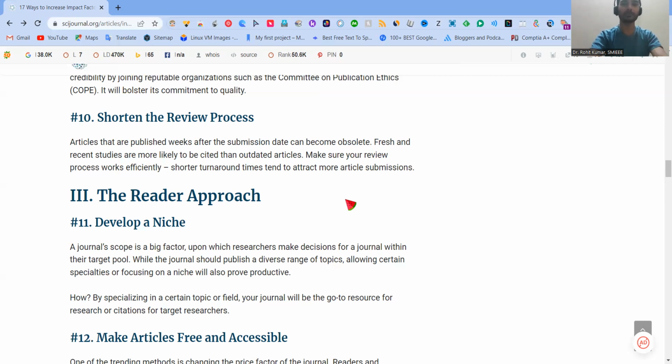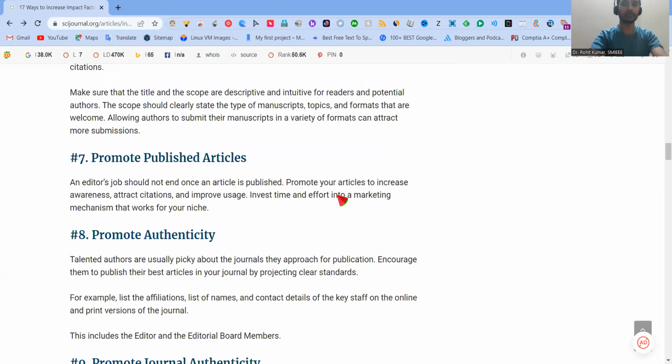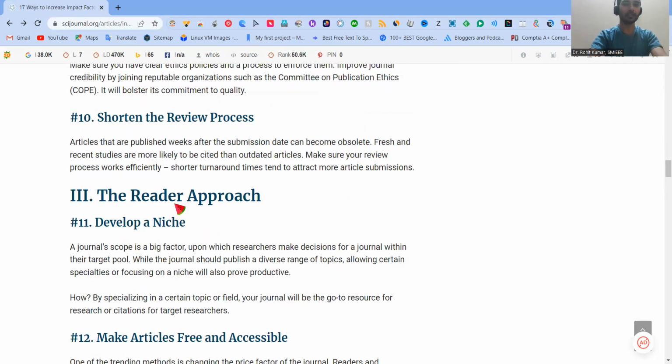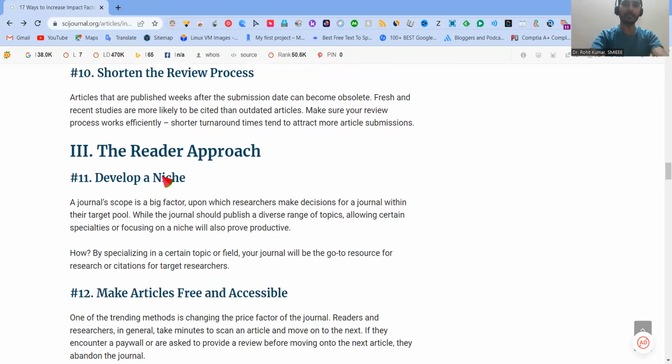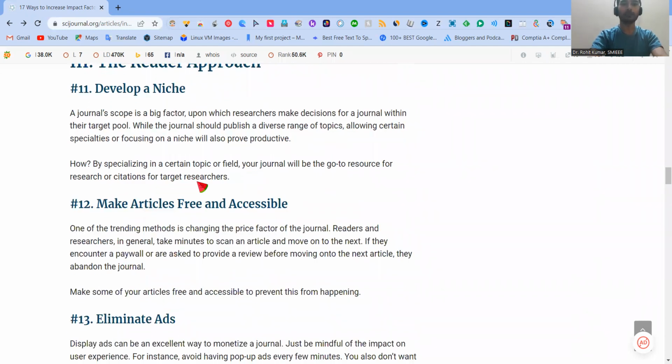So these are some of the things which are done by the editorial teams, and that's why these are the editorial approaches. The third one is the reader approach. What is the reader approach? You need to develop a niche. When we say that a particular journal has a very good impact factor as well as other things, the researchers make their decisions to have the right sort of publication. Additionally, a range of topics is aligned there with a specific focus on a specific topic.